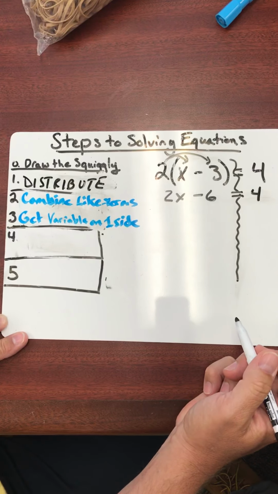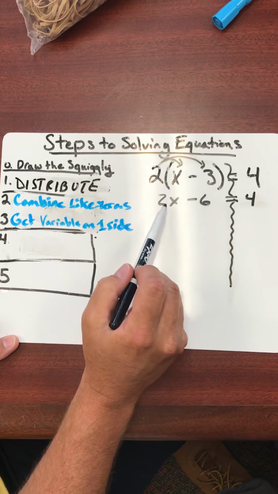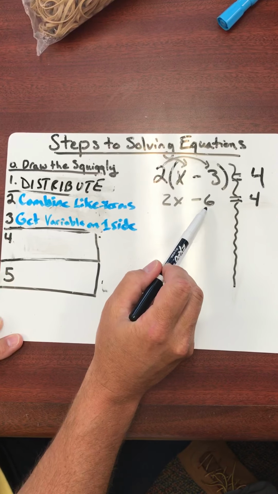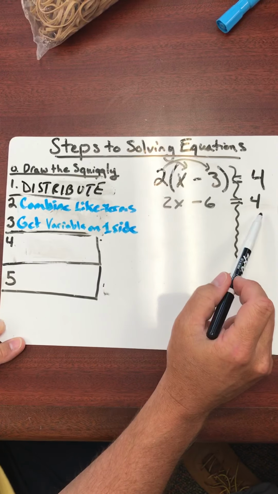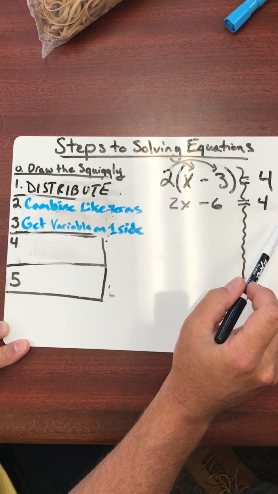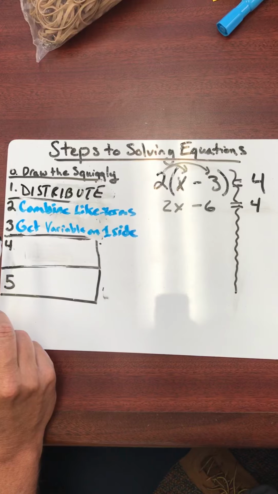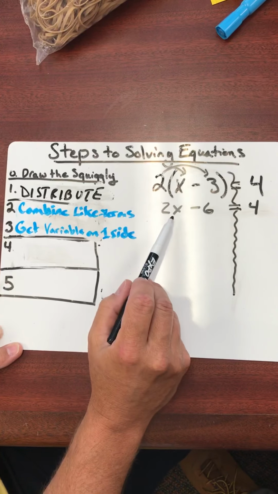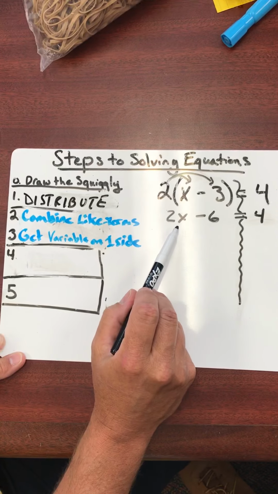Our next step is to combine like terms. On the left side of the equation, we have an x term and a constant. They are not like terms. There's nothing to combine on this side. On the right side, we only have a constant. There are no like terms to combine. Step number 3 is to get the variable on one side of the equation. In this equation, we only have one variable, so it's already on the left, and we can leave it there.